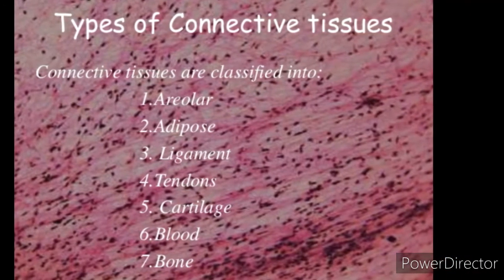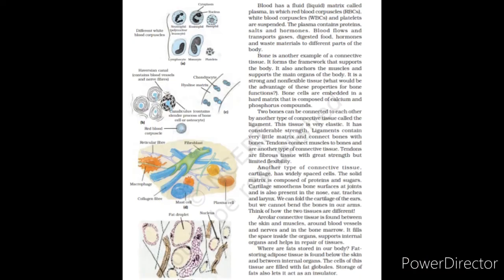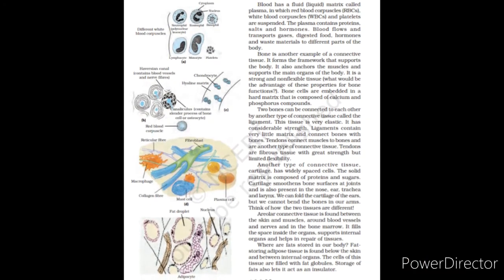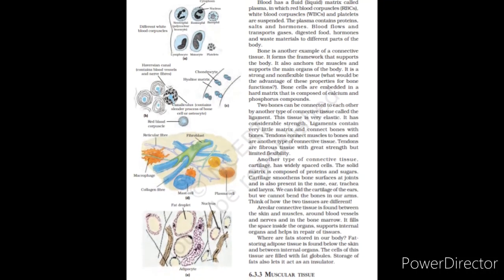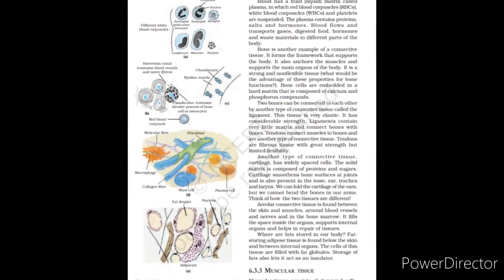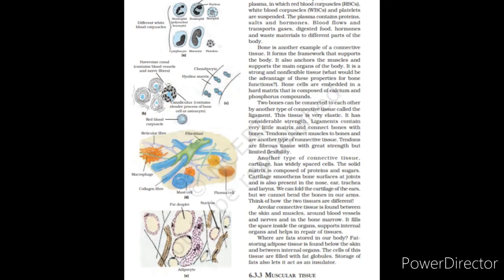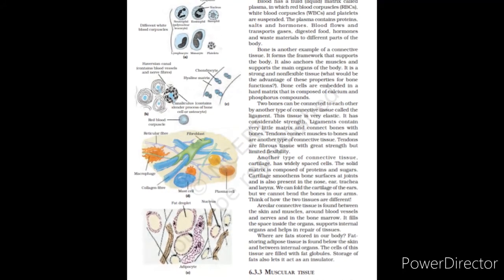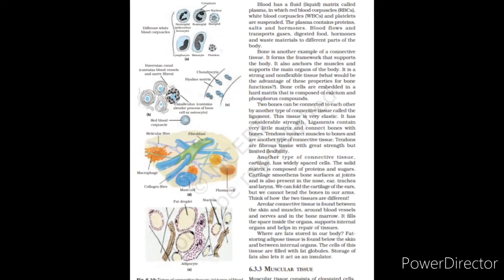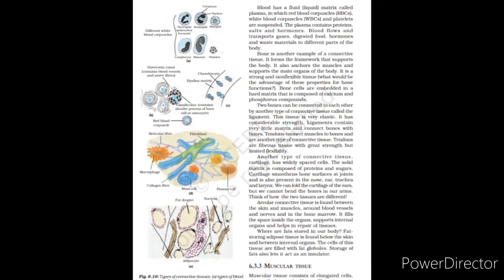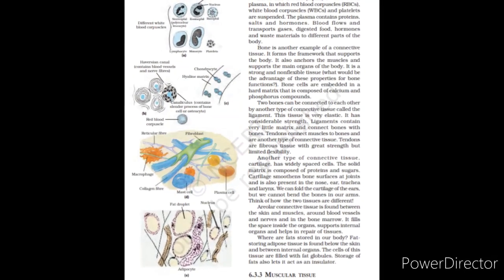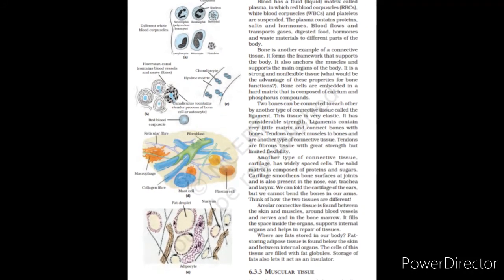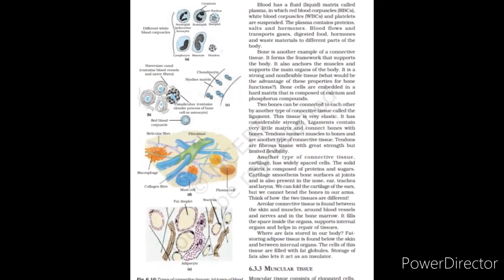Tendons connect muscles to bones and are another type of connective tissue. Tendons are fibrous tissue with great strength but limited flexibility. Another type of connective tissue, cartilage, has widely spaced cells. The solid matrix is composed of proteins and sugars. Cartilage smoothens bone surfaces and joints and is also present in the nose, ear, trachea and larynx. We can fold the cartilage of the ears, but we cannot bend the bones in our arms. Think of how the two tissues are different.